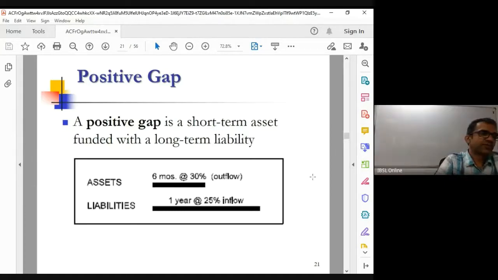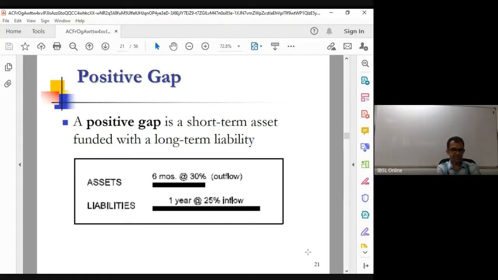Okay. Thank you, sir. Positive gap, as we mentioned, in a positive gap, we have short-term assets funded with long-term liabilities. So then we don't have to worry about borrowing again, creating new liabilities, because assets are maturing before the liabilities. So we can reinvest assets for the rest of the period. But what is the risk again, or what is the expectation on this? As we discussed now, we expect interest rate to increase. That's why we create short-term assets.